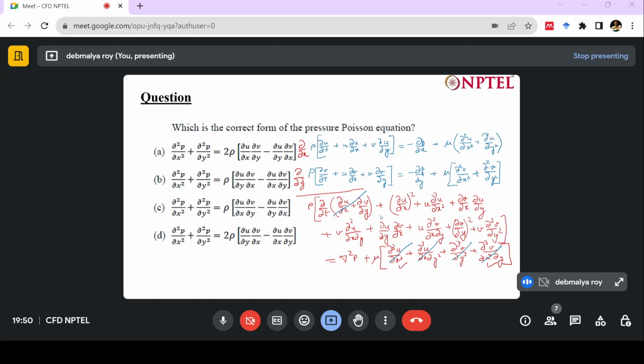And similarly you can also see other terms telling the same. So you have this del u del x whole square, del v del y whole square, and I'll come back to that in a moment. Before that, you can also cancel out these two terms.